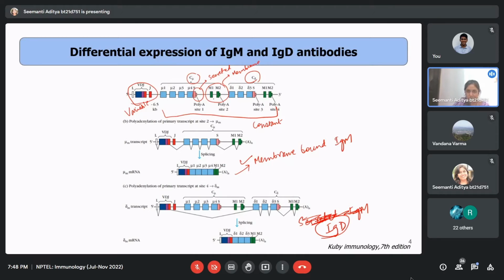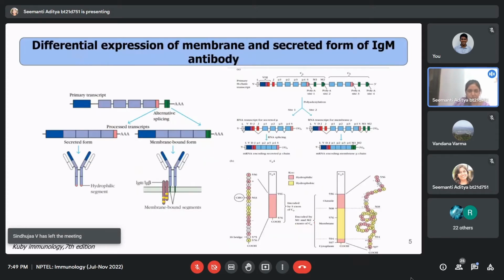And here the splicing is shown on the basis of the different isotypes of antibodies that are produced by splicing. So after VDJ recombination, if the mu part comes together along with the membrane M1 part or M2 part, this is the membrane bound IgM. And if the splicing happens between the delta 1, delta 2, delta 3 regions along with the membrane part, this is the membrane bound IgD. Now, whether it is going to be secreted or membrane bound is determined by this S region and this M region, as I was talking about.